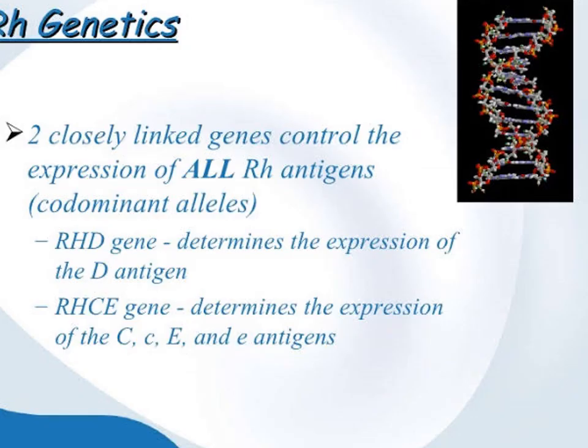RH genetics, that is RH negative or positive. The two closely linked genes control the expression of all RH antigens, codominant alleles. So the RHD gene determines the expression of the D antigen, and the RHCE gene determines the expression of the C, c, E and e antigens.